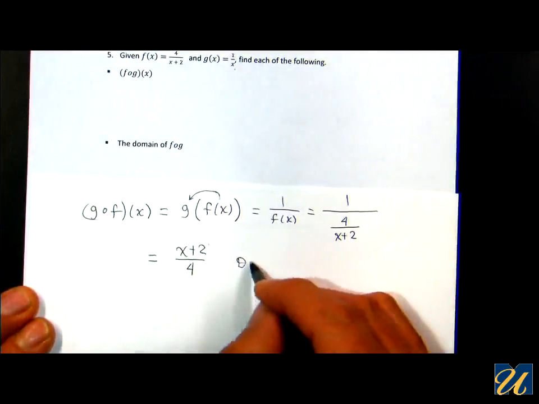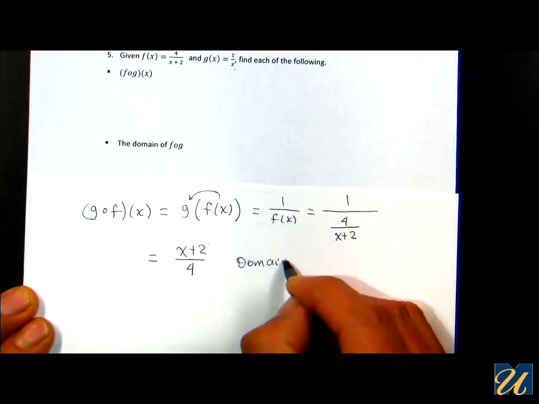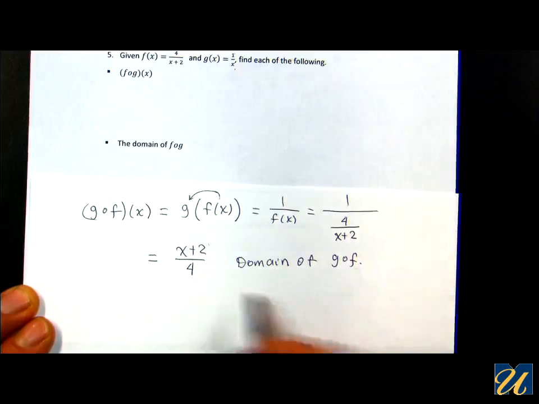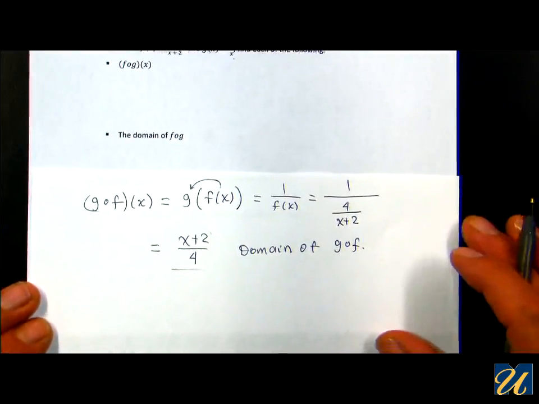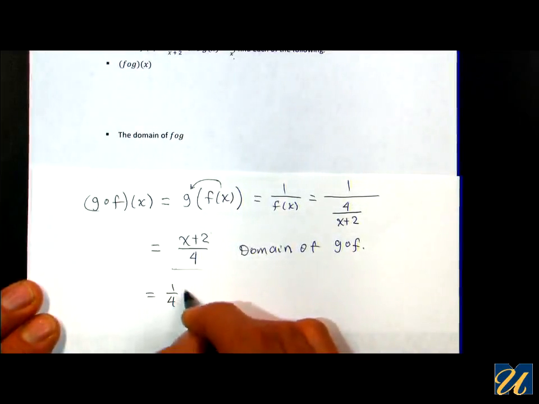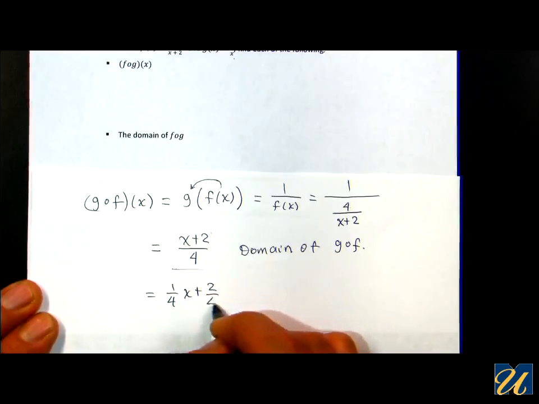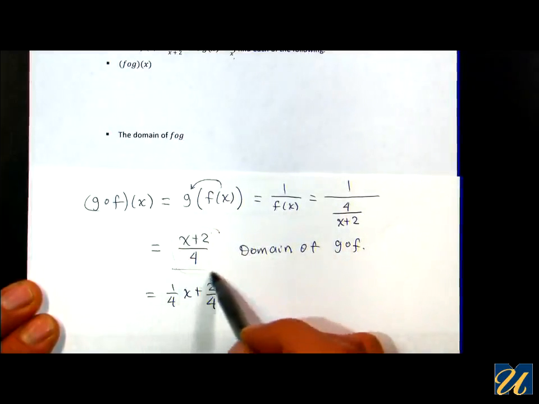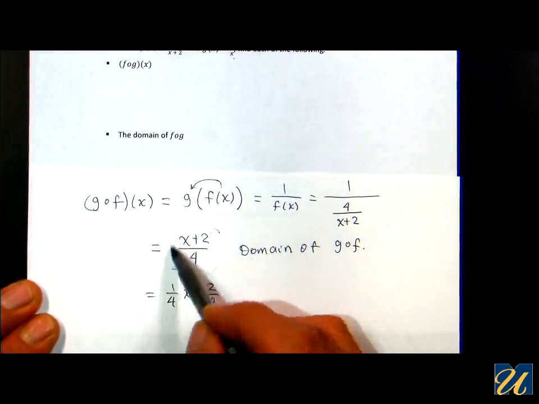So let's get the domain of g compose f. Okay, so that would be for this one that we just did. Well, this is a linear function. You could write this as 1/4 x plus 2/4 if you want, but you don't need to do that. There are no square roots here, so we don't have to worry about that.